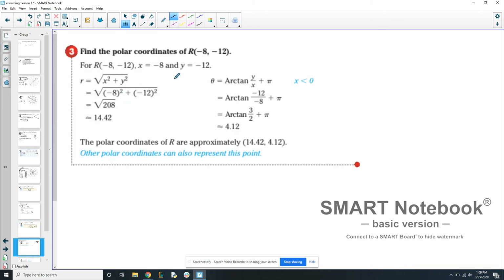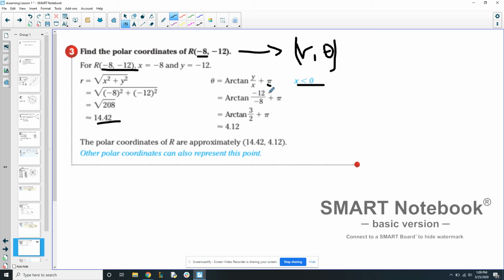So again, I have x, y. I'm trying to go from x, y to r, theta. So I'm going to have a radius and a theta. So plug the values in, find my radius, 14.42. And now I look and see, to do theta, I have to check my x value. Well, x is negative. So that tells me I have to add pi at the end, as it says here.